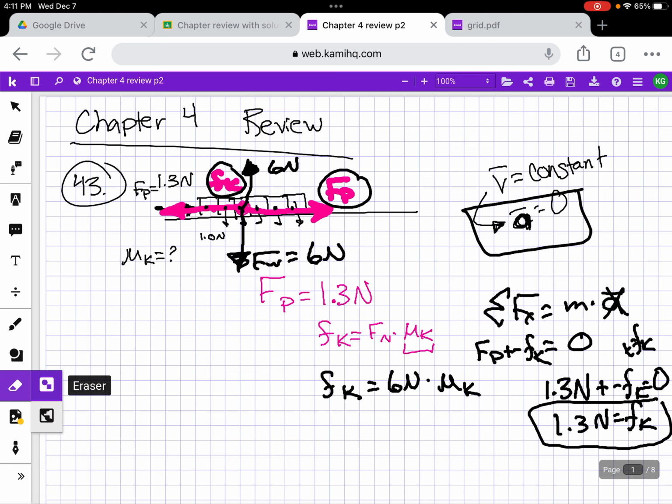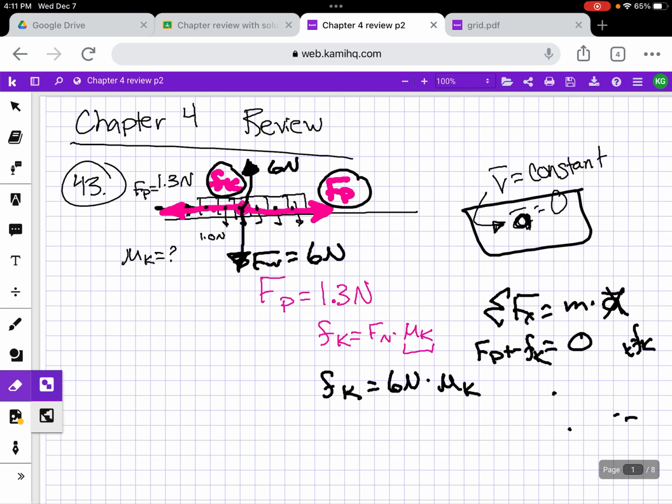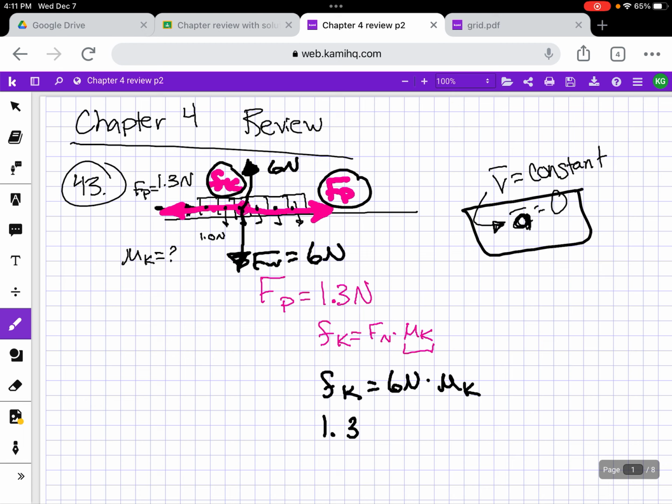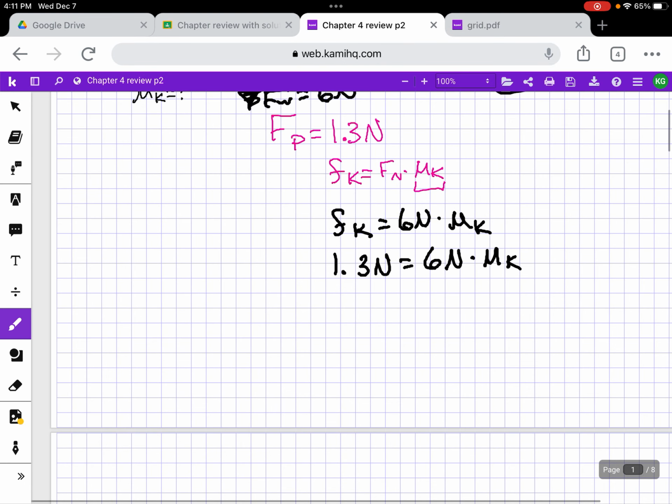Alright, I'm going to scratch those off so I can have a cleaner workspace to finish this problem. Again, that's the reason I know I can set the kinetic friction equal to 1.3 newtons. It's equal to 6 newtons, my force normal, times mu k. So I'm just going to divide both sides by 6 newtons. Mu k is equal to 1.3 divided by 6.